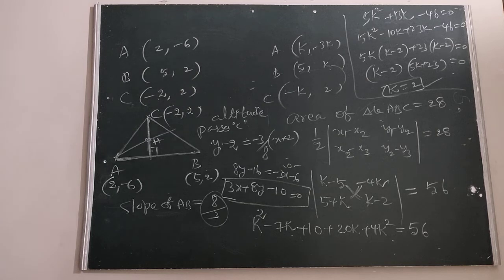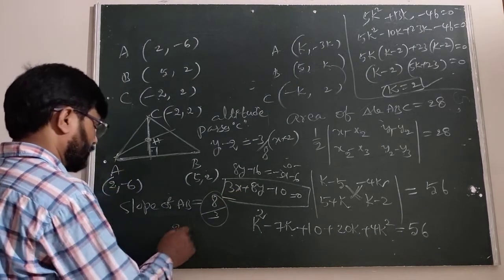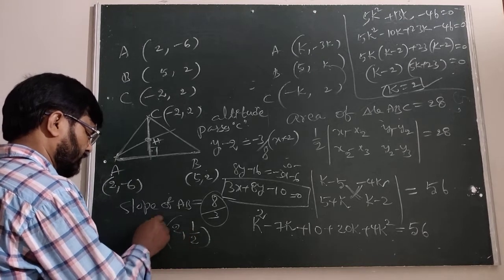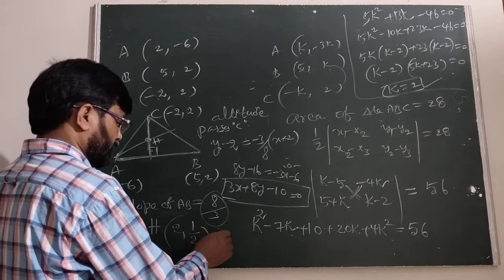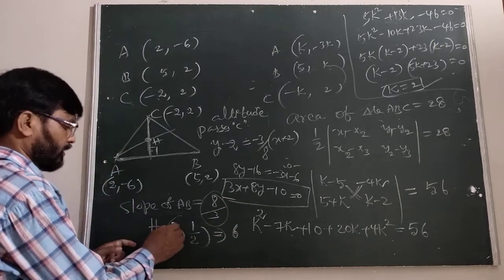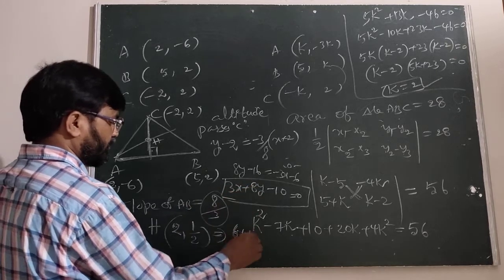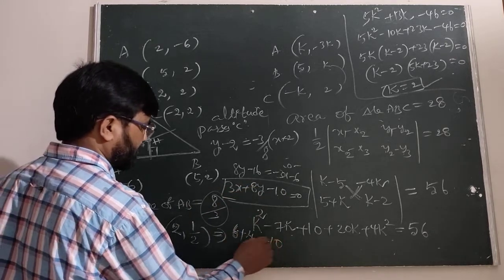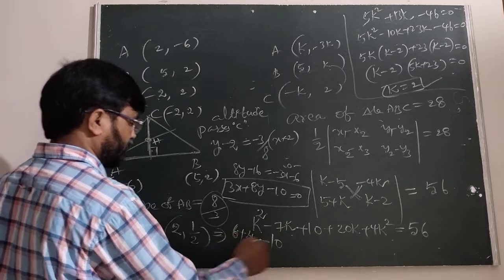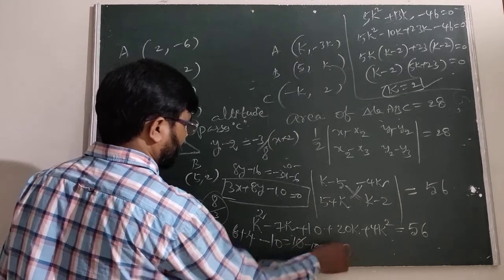So here the option is 2 comma 1 by 2. If we take 2 comma 1 by 2 as the orthocenter, that should be 3 into 2, which is 6. Next, 8 into 1 by 2 is 4, and then minus 10. Now we write 6 plus 4, 10, minus 10 is equal to 0.